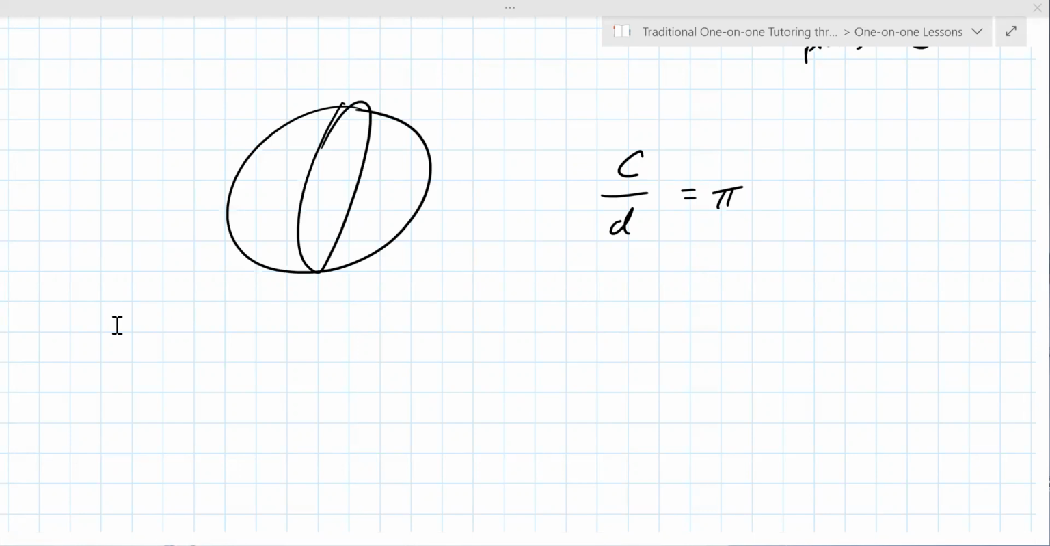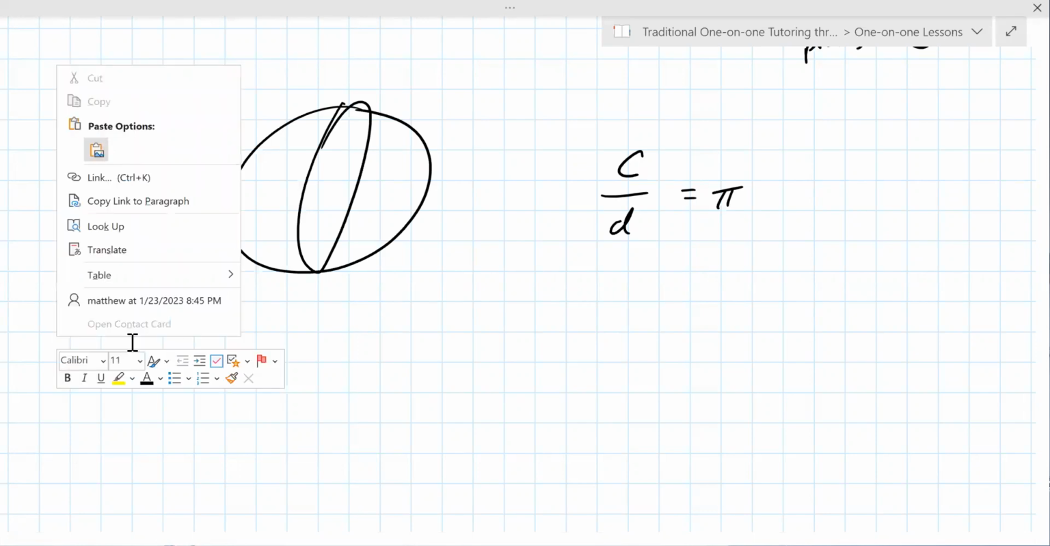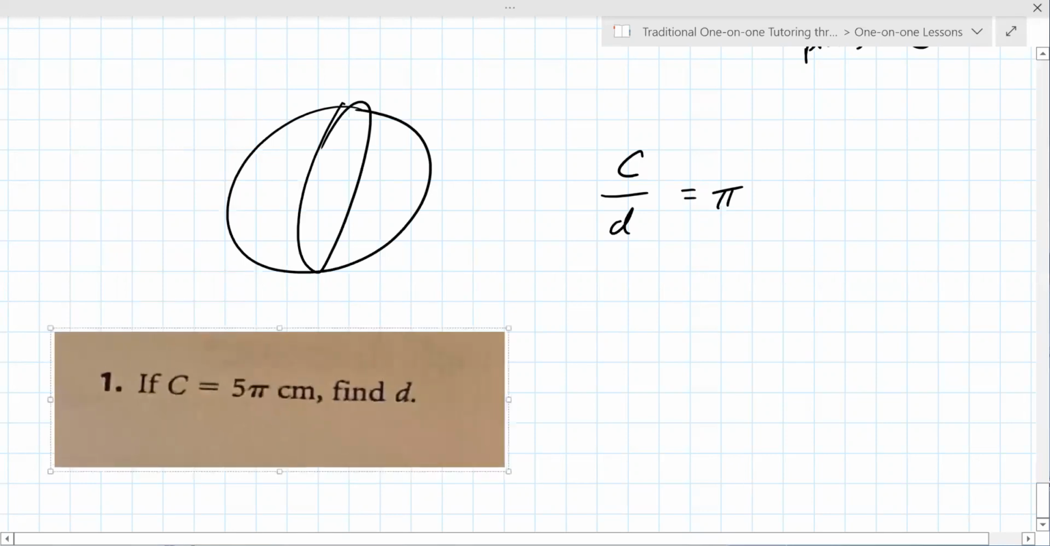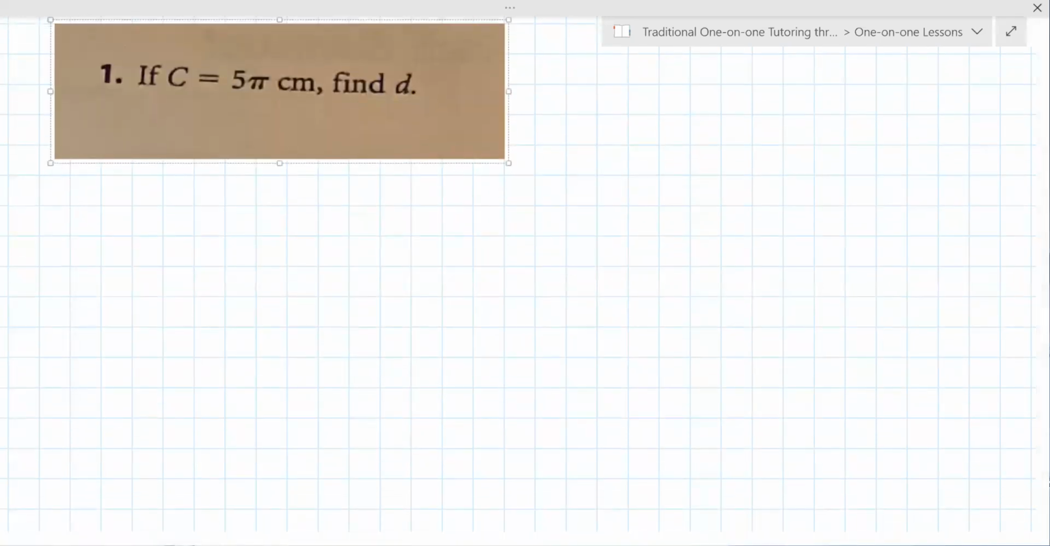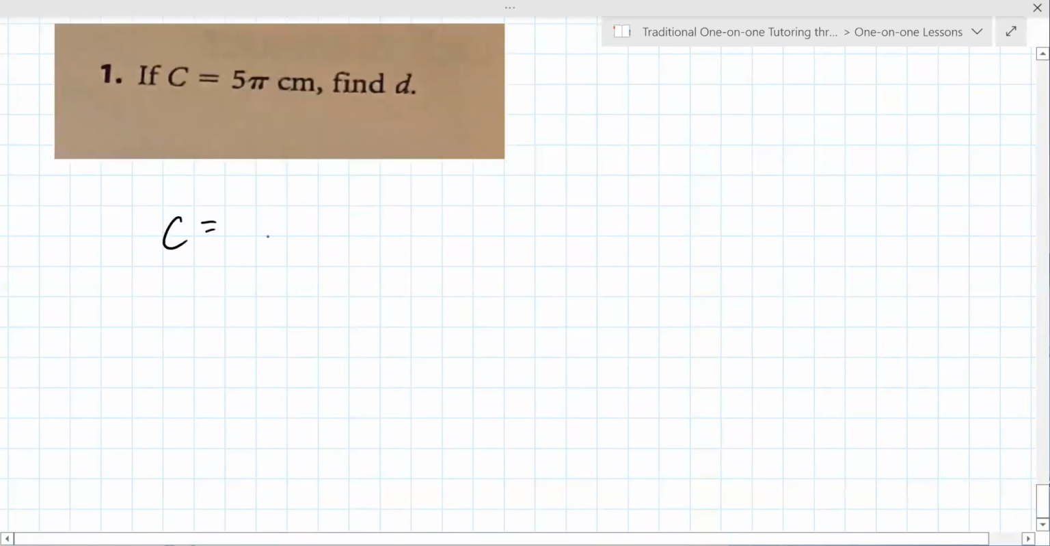So number one here says if the circumference equals 5 pi, find d. So circumference is pi times diameter, and if the circumference is 5 pi, you can divide both sides by pi, and the diameter is 5 centimeters. Is that okay? Yeah. Okay.